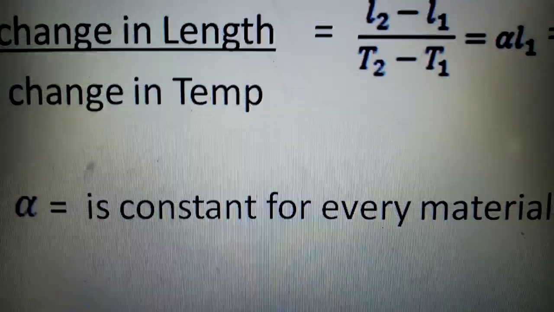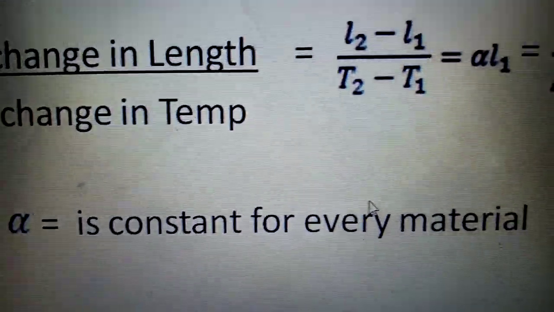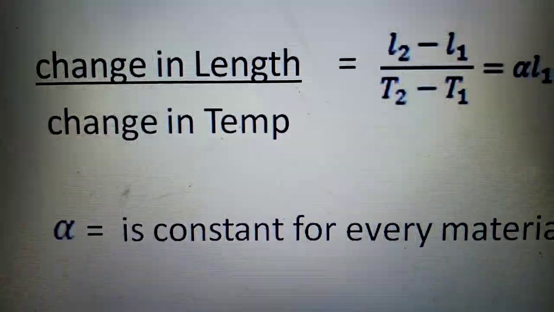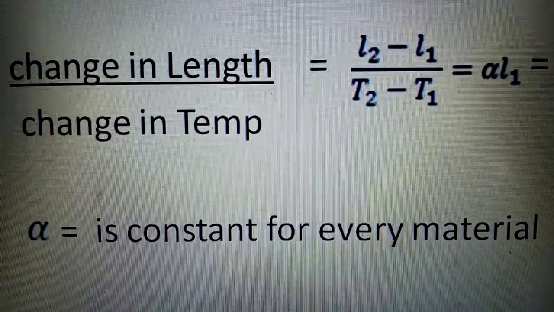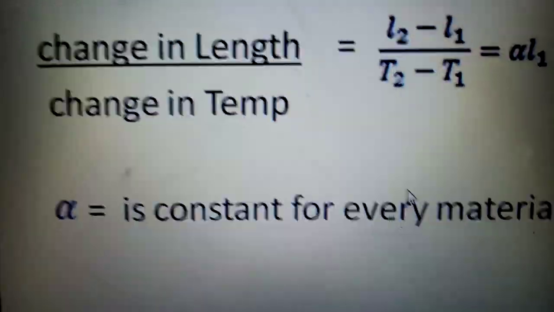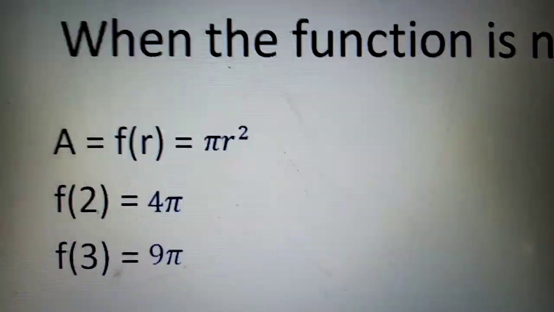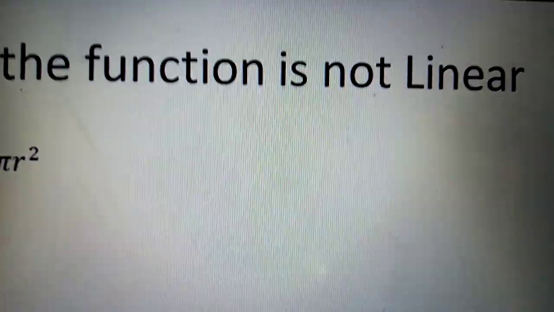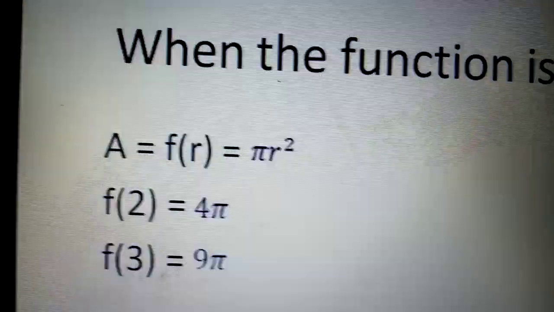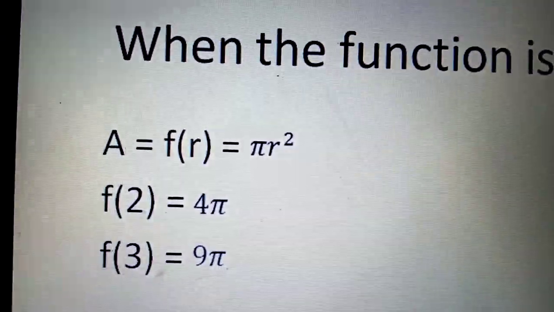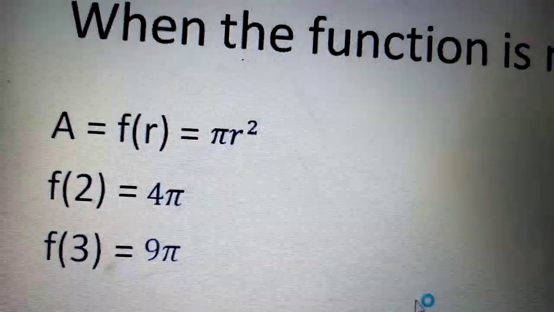Each material has its own. Concrete has its own linear expansivity. Iron has its own. Steel has its own. So it's a constant factor for every material. So when the function is not linear, the factor will not be constant and not be uniform.